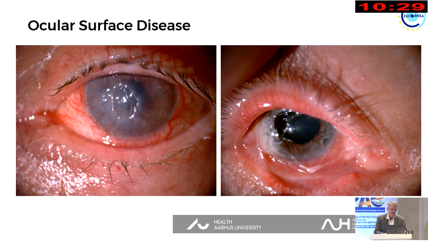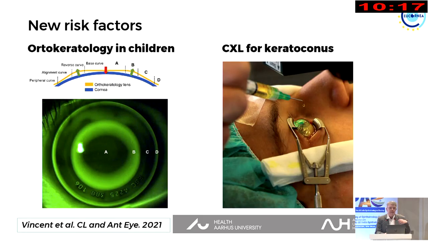Various kinds of ocular surface disease. These are two terrible cases here, one with neurotrophic cornea, one with ocular cicatricial pemphigoid. But I think today we also see new risk factors for bacterial keratitis. That can be autokeratology in children.